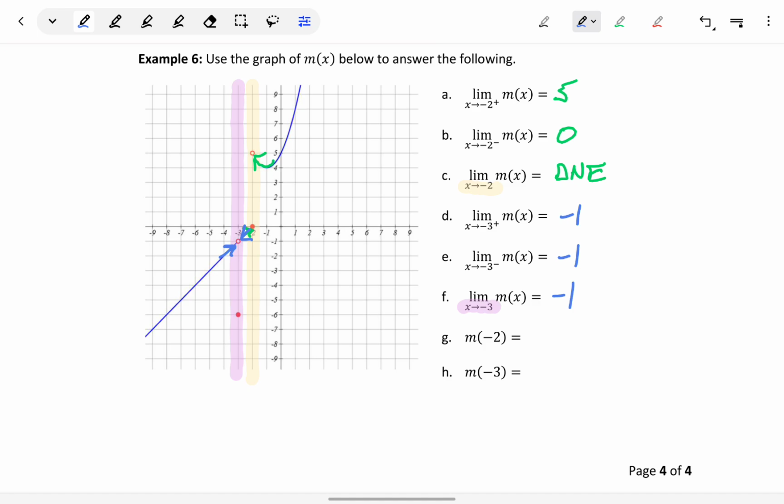And then the last two questions, again, ask us about the function value. M of -2 will be equal to 0 since we have that filled in circle. And M of -3, we have an open circle along the curve, but we have this filled in dot down below telling us that there is a function value that's defined here, which would be -6.